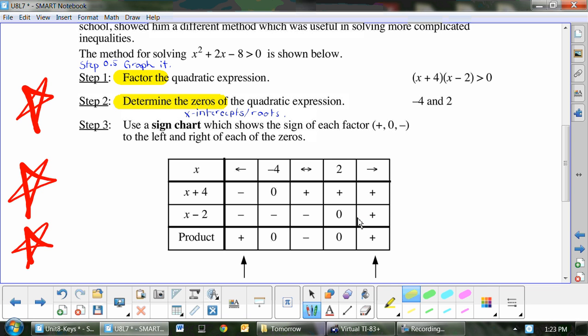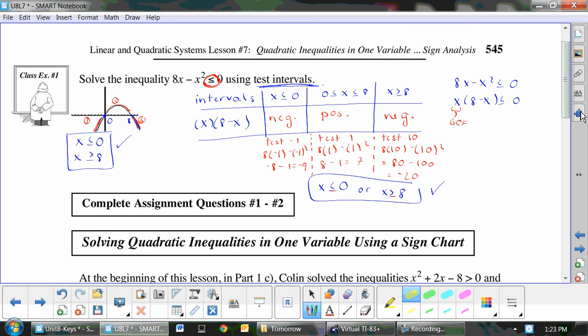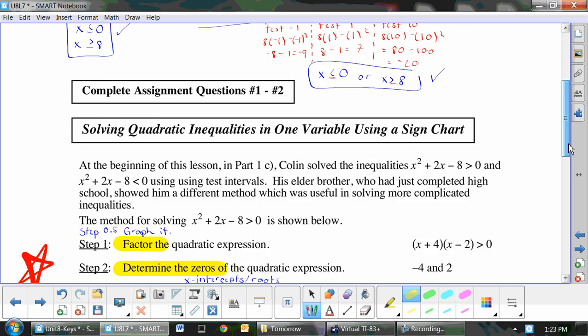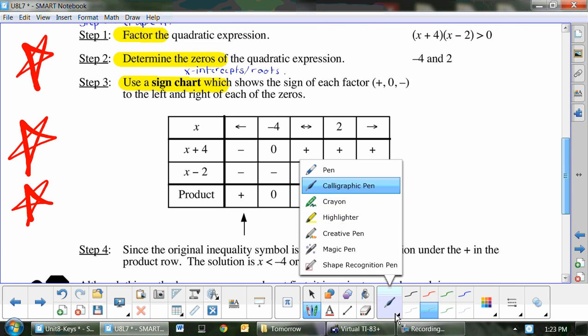Okay, so focus. So then step 3 is to use the sign chart. So the chart up here is called the test interval chart. The sign chart is a little bit bigger. It looks like this. And we're going to be doing an example with it. Is it pretty much the same thing? But it's pretty much the same thing.